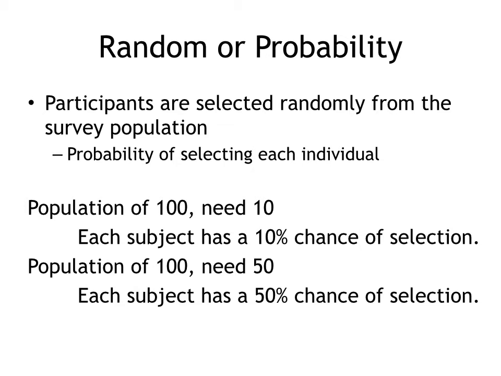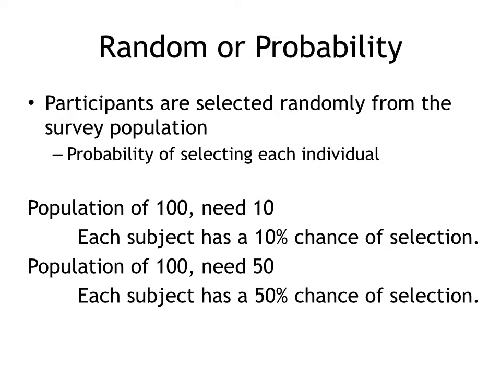So you have to think of the probability for each subject. For example, if you've got a population of 100 and you need 10 in your sample size, each of those 100 people has a 10% chance of being selected. You don't change that for any individual. It's like rolling the dice, and they have a 10% chance.